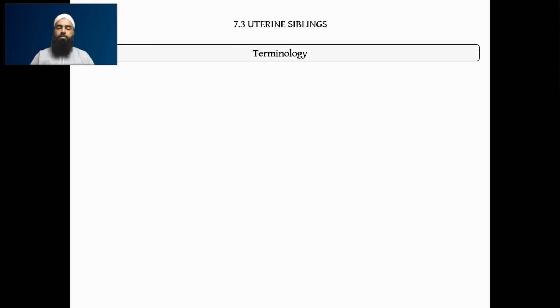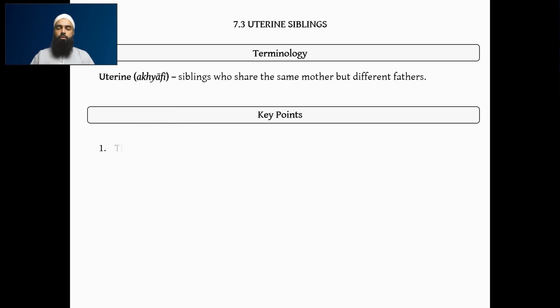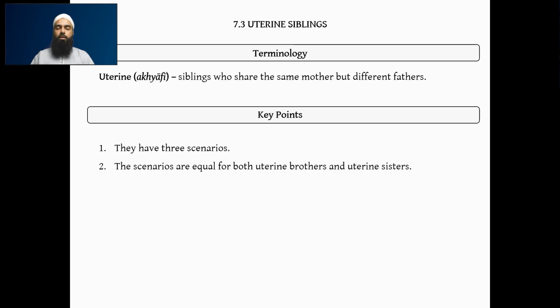Next person we have is the uterine sibling, so the 3rd person. The first 2 were fairly easy, hopefully. Uterine sibling, which we're calling the uterine akhyafi, who share the same mother but different fathers. Key points to remember here: there are 3 scenarios. The scenarios are equal for both uterine brothers and sisters. Both of them, brother and sister, receive an equal share. There's no doubling for the brothers in comparison to their counterpart sister.